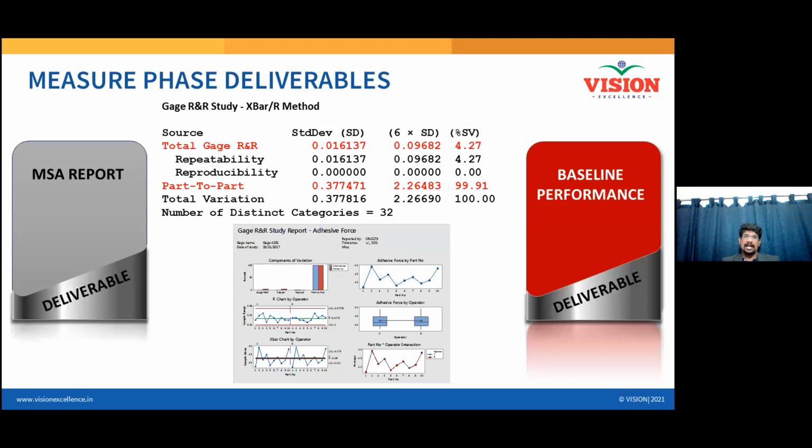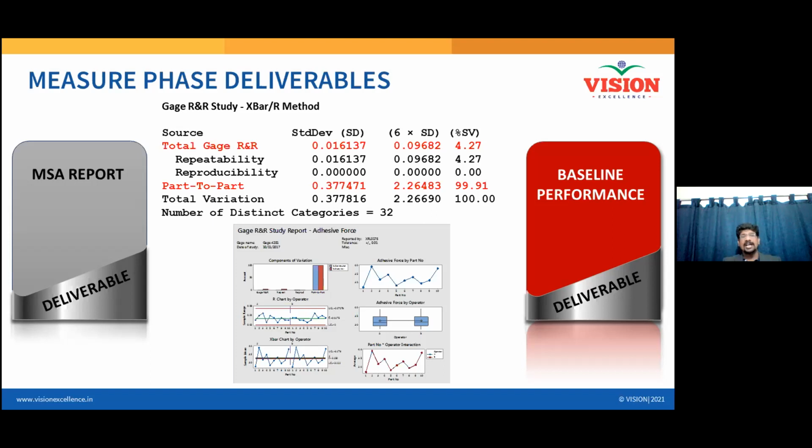Then you'll be having a baseline performance measured. Definitely we need to measure the existing performance. Then only you can check where we lie and what the gap in the process is, and then you can go ahead and analyze how to improve it. All these things can be done.